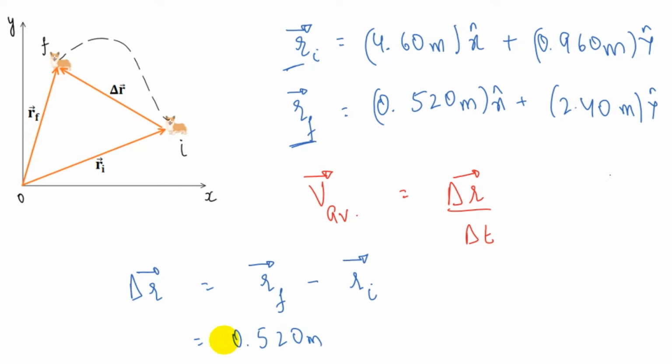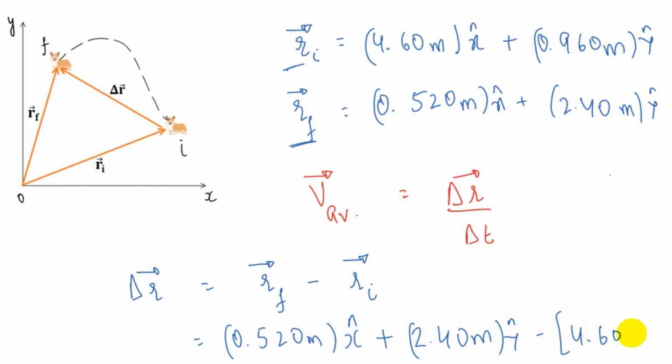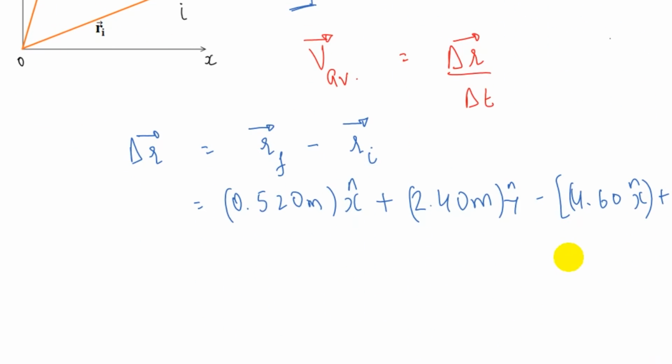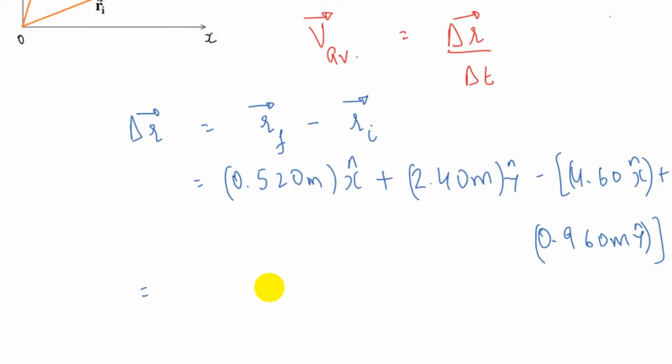So this is 0.520 meter x cap plus 2.40 meter y cap, minus Ri. Ri we have 4.60 x cap plus 0.960 meter y cap. Now let's subtract the x component from the x component and the y component from the y component.